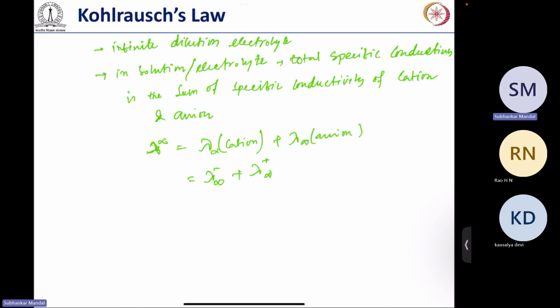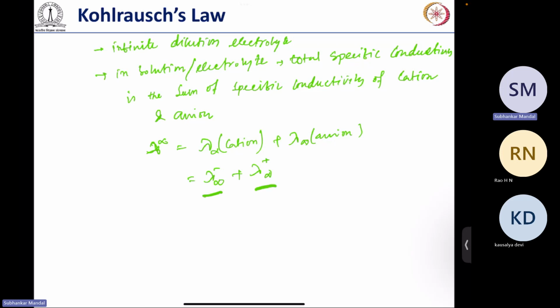Why is it not applicable in concentrated electrolyte or medium concentrated electrolyte? Can anyone tell why Kohlrausch's law is not applicable for concentrated electrolyte? Okay, I can tell. What it is telling is that the total electrolyte solution conductivity is the sum of the anion conductivity and cation conductivity.